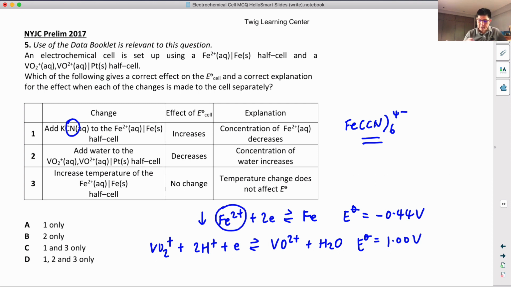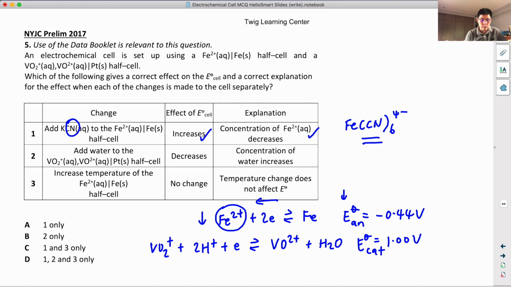But at first you need to know that the more positive one is the cathode and the more negative one is the anode. So when you add CN minus, the CN minus will bind to the Fe2+, and the Fe2+ concentration will definitely fall. So equilibrium wants to favor the backward reaction, because according to LCP, the E anode will actually decrease. So when E anode decreases, E cell will increase. So this statement is correct, and this statement is also correct. So 1 is definitely correct.